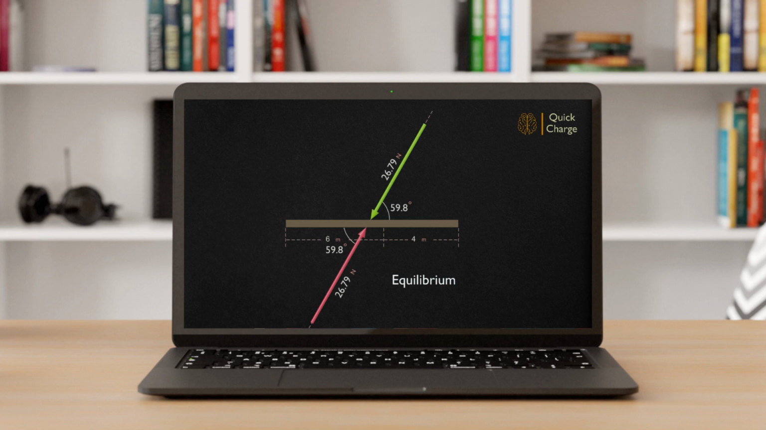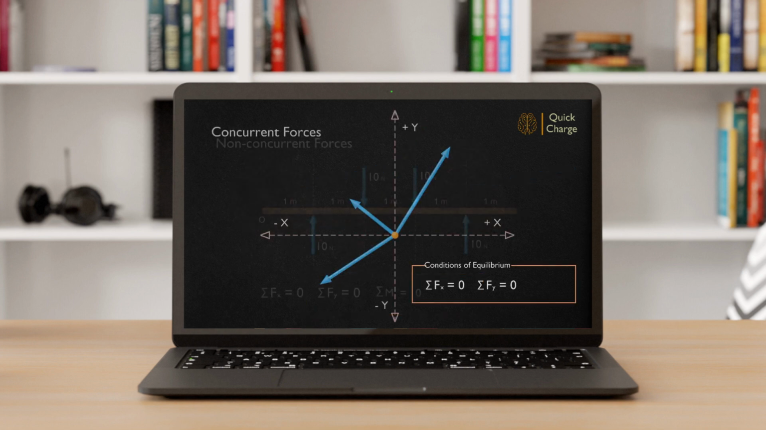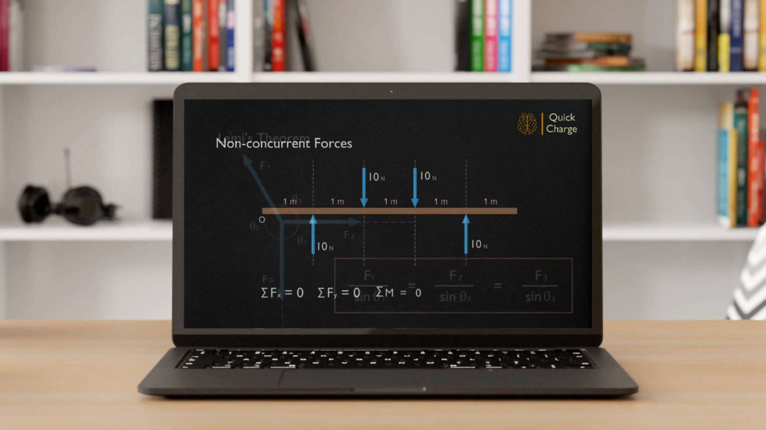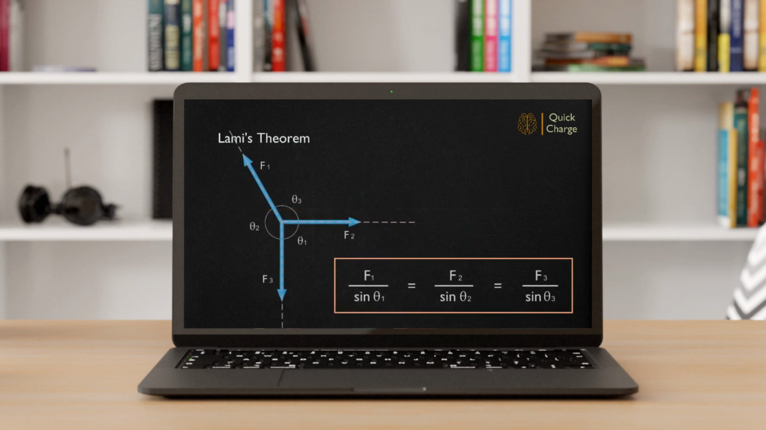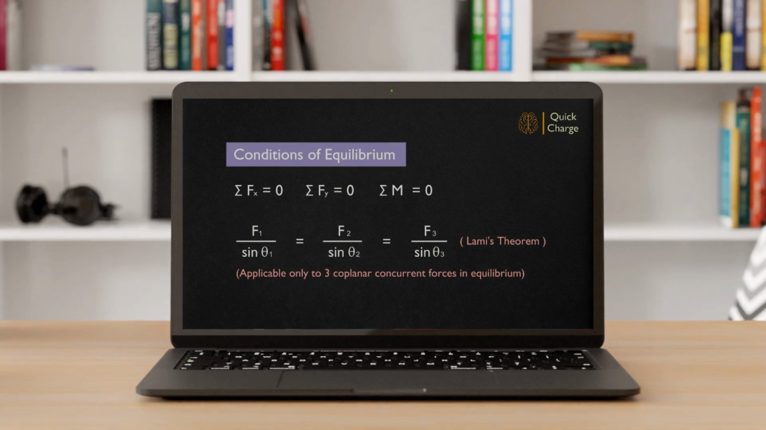This brief module provides a quick insight into the conditions of equilibrium for different systems of forces. Application of Lami's theorem for specific cases of concurrent forces is also explained. These can be conveniently utilized for evaluating unknown parameters during analysis of equilibrium conditions. So, let's begin.